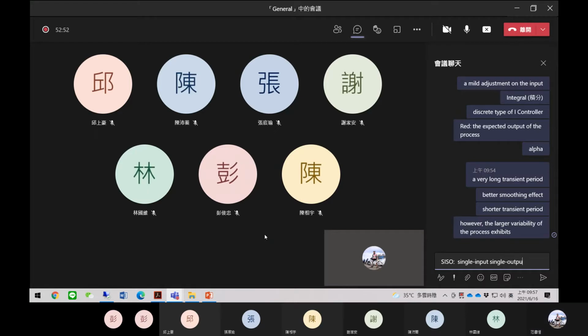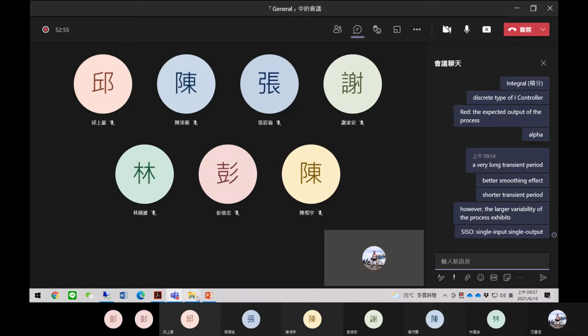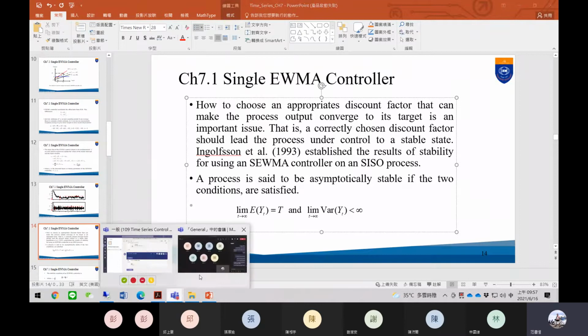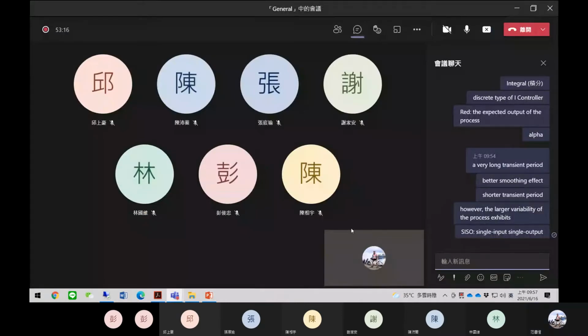Establish result for the EWMA process. The process is said to be asymptotically stable if two conditions are satisfied. First, the expected value of Y_t is close to the target T. It is a condition of consistency.